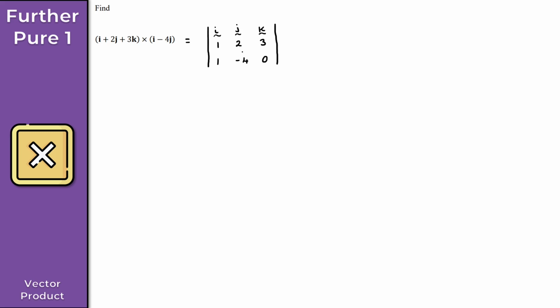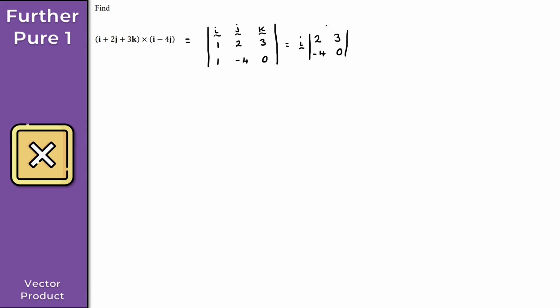I'm going to expand along the top row. It doesn't matter if you want to go along the middle row or the bottom row, but generally speaking, it's easiest to go along the top row. So I've got i times, and what I do is cross this row out and this column out, and we then need to evaluate the remaining 2 by 2 determinant. If I cross this row and column out, I get left with 2, 3, minus 4, and 0. We'll come back to evaluating it in a moment.